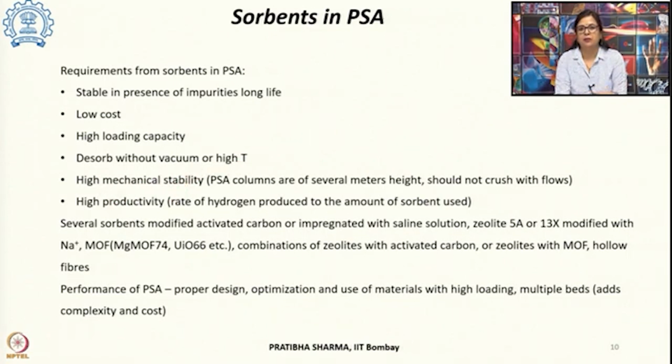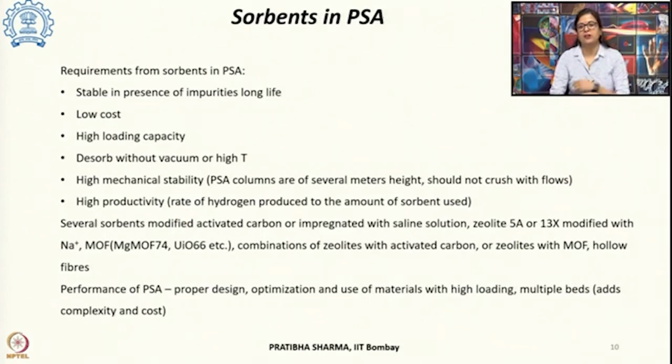These PSA unit columns are several meters in height. So, it should be mechanically stable under that much pressure. When there are flows, these sorbents should not crush into fine powder, and we should at the same time get high productivity. Productivity is defined as the rate of hydrogen produced to the amount of sorbent being used. So, these are the requirements for the various sorbents which can be used in PSA.